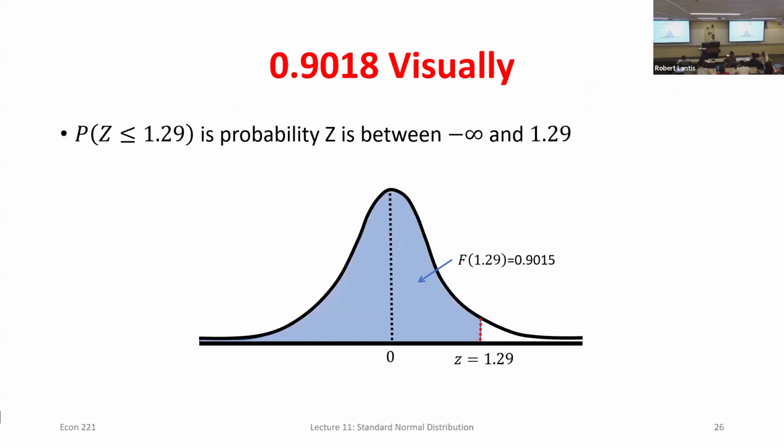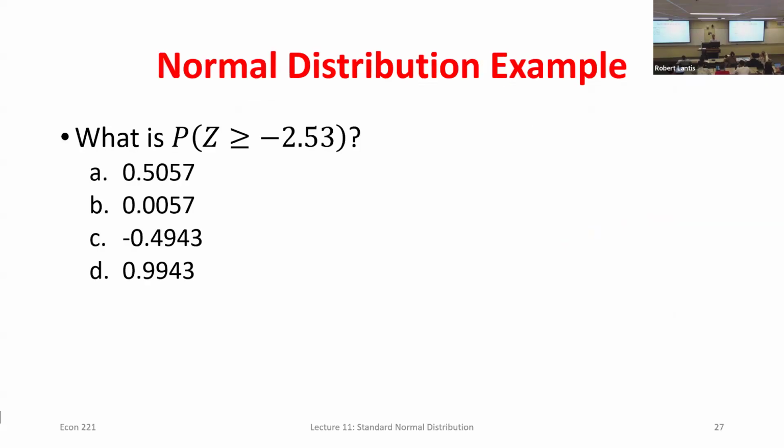So we already talked through this. We looked that up in the table. What if I had a question where I asked you to find the probability that Z is greater than or equal to negative 2.53? Well, what would you do? So now I want the probability it's greater than.